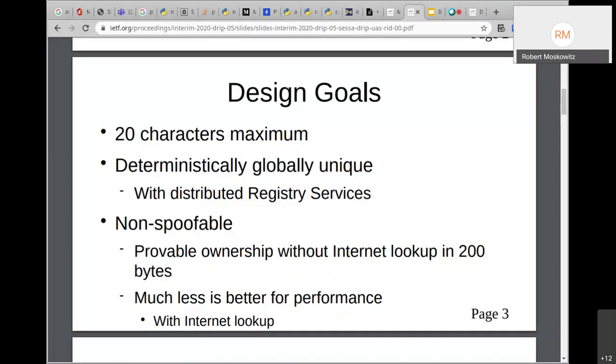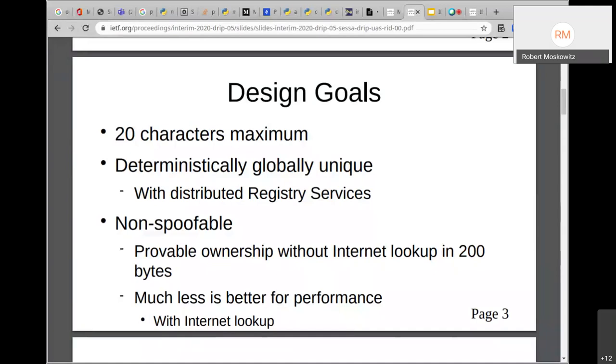Deterministically globally unique, meaning there is some mechanism to assure global uniqueness. I don't specify a time period here, but just that at any point in time, it's deterministically globally unique. Stu did point out that various documents say that for 6 months after its use, it can't be reused by anything other than what used it. Non-spoofable, proof of ownership without internet lookup in 200 bytes, because that is the maximum size frame which the authentication messages work with. So we've got to do it in that particular frame.